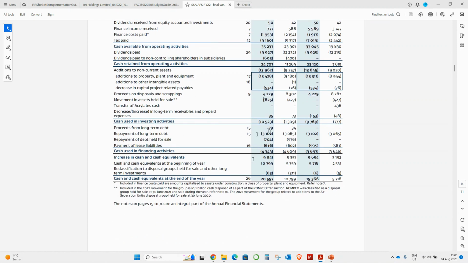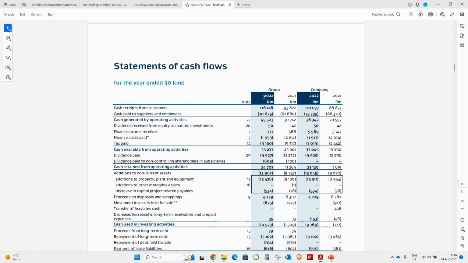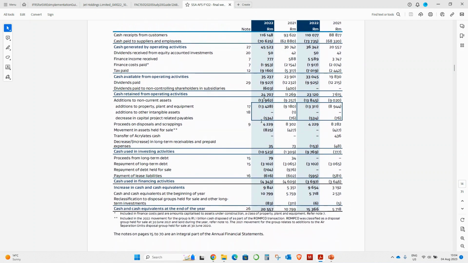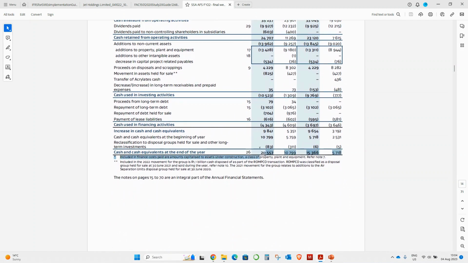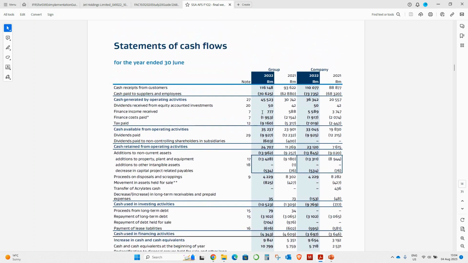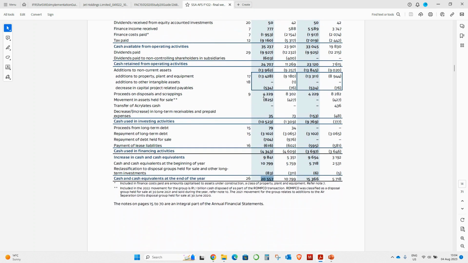And also, here they went and borrowed some more. It says proceeds from long-term debt. They went and borrowed more. Here it was a repayment, here it was another repayment and also another payment. Then you calculate everything here, and it's going to tell you what the net is, what you are now left with. So basically, they are left with about 20 billion in the bank account. This gives an indication of what happened with the cash during the year.